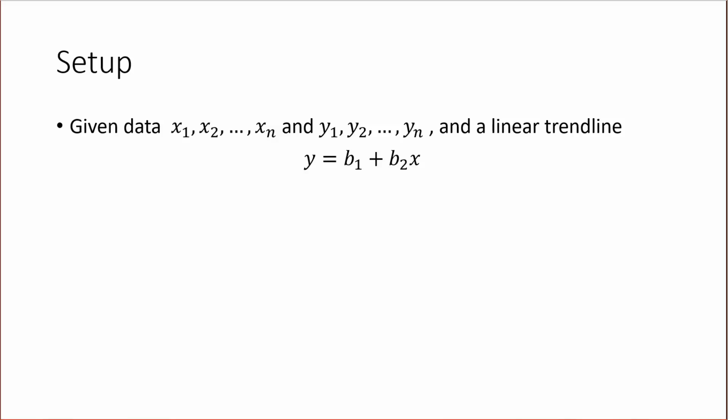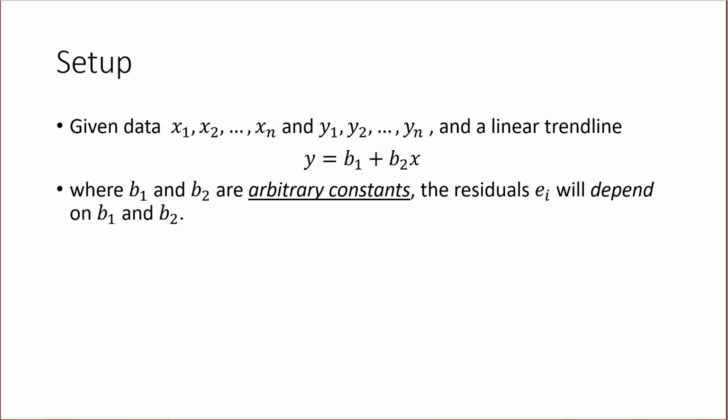That means that b1 and b2 are now just arbitrary constants, not necessarily equal to the values that we get from the OLS formula. We know that the residuals, the vertical distance between the actual y and the trend line, will depend on the trend line. So it will depend on b1 and b2.